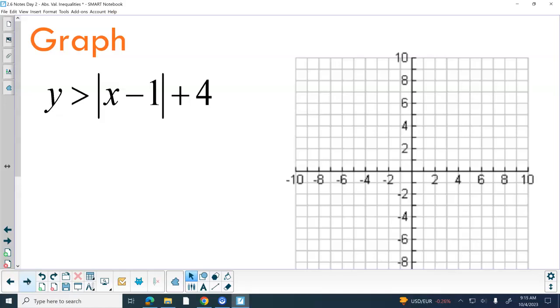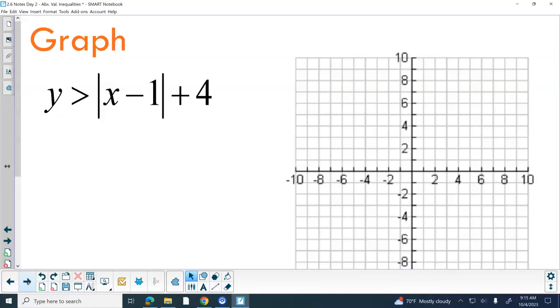Opens up, opens down. Opens up because A is positive. What is A, by the way? A is 1 because when there's nothing written out in front, we assume it to be 1. Okay? So the right side slope is going to be 1. My left side slope is going to be negative.